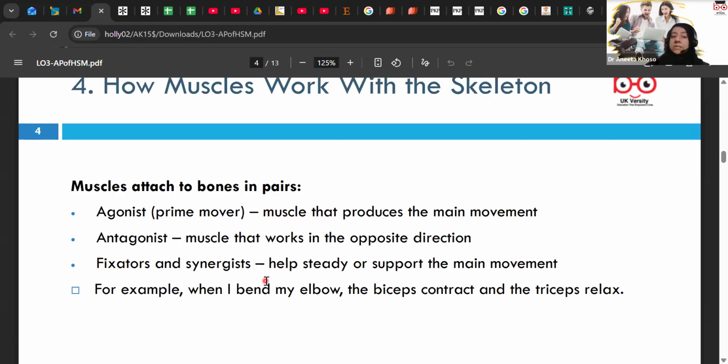So there's an agonist and an antagonist. An agonist will make that movement happen. An antagonist muscle will work in the opposite direction. Then there are fixators and synergists, which help steady or support the main movement. So they add to the movement. They are mainly the muscles that work together through agonist or antagonist. For instance, when you bend your elbow, your biceps will be contracting and your triceps will be relaxing to allow for this movement.